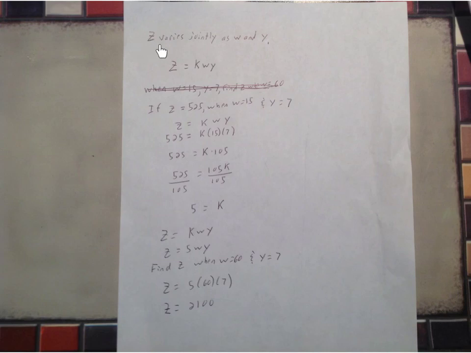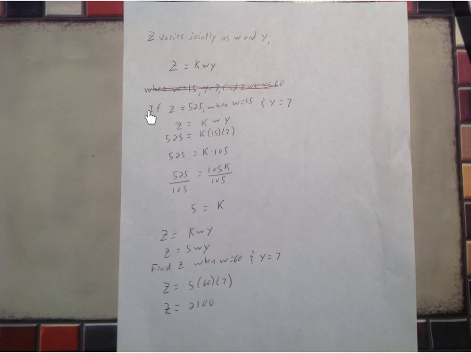You're told Z varies jointly as W and Y. So that says Z equals some constant K times WY. If it mentioned inversely, then it would be K over WY, but it doesn't mention that word. So it's direct variation. So Z varies jointly as W and Y, so Z equals KWY.